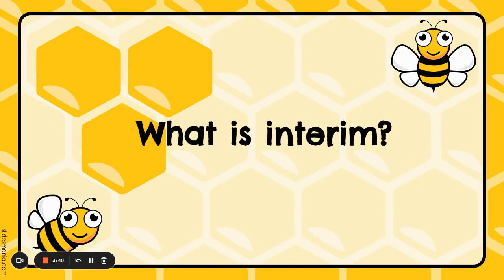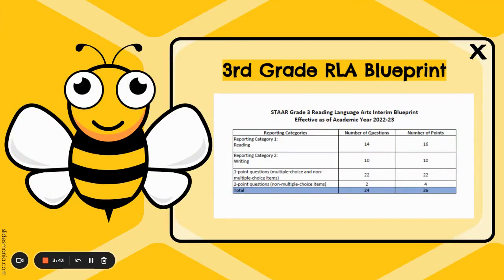So I'm going to show you the blueprint here. This is the blueprint for the third grade RLA. I'm going to put a link in the description for the other blueprints for the other grade levels, including the math, science, and social studies blueprints for the higher grade levels as well. But this is an example of the third grade RLA blueprint. As you can see, there were 24 total questions on the third grade interim. The first 12 were the ones that were all the same for all the kids, and then the last 12 were the leveled questions.